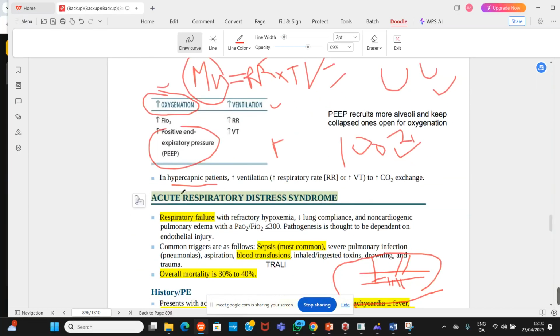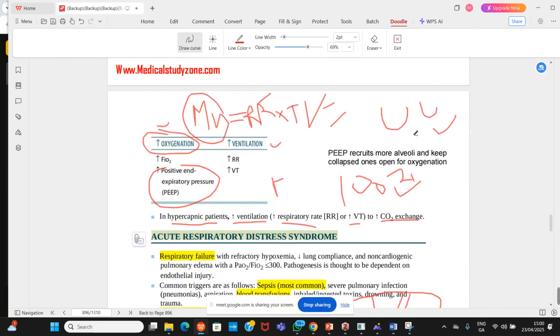Very, very important. In hypercapnic patients, we have said this: just increase ventilation by increasing respiratory rate or increasing tidal volume so that you can increase CO2 exchange. It is as simple as that. It is as basic as that. And that's how you are going to see it in your exam. They will just paint one scenario and ask you what you are going to adjust.